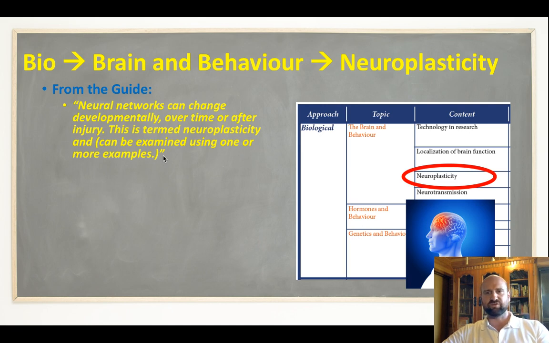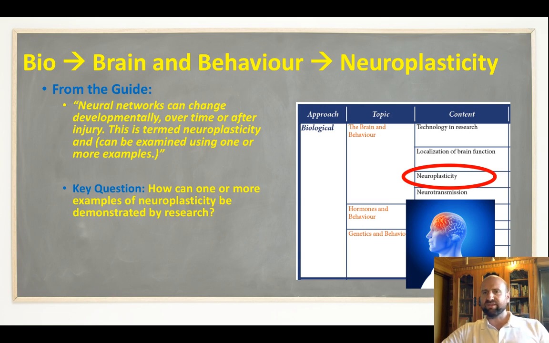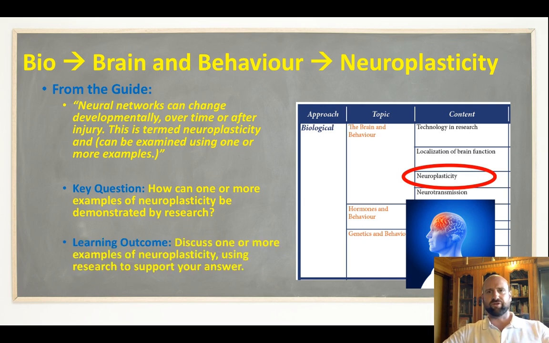So one or more examples of neuroplasticity, right? We have to understand what it is. And I think this is really, how can one or more examples of neuroplasticity be demonstrated by research? Again, I think that's the core question that students are going to have to answer here. They have to describe neuroplasticity, an example of it, and then use studies to show that. Going further in essays, of course, offering some critical thinking towards that.